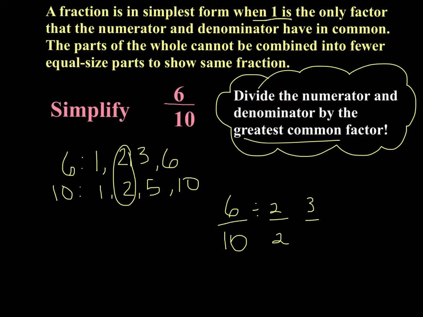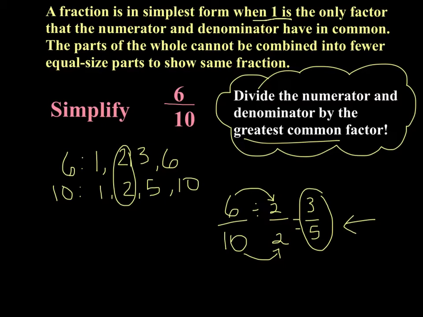I will have 3/5. How did I get 3/5? Because 6 divided by 2 is 3, and 10 divided by 2 is 5. Therefore, 3/5 is equivalent to 6/10, and it's also in simplest form. Because the only factor that 3 and 5 share is 1. And when the only factor they share is 1, it's done. So we can say that 3/5 is the simplest form of 6/10.